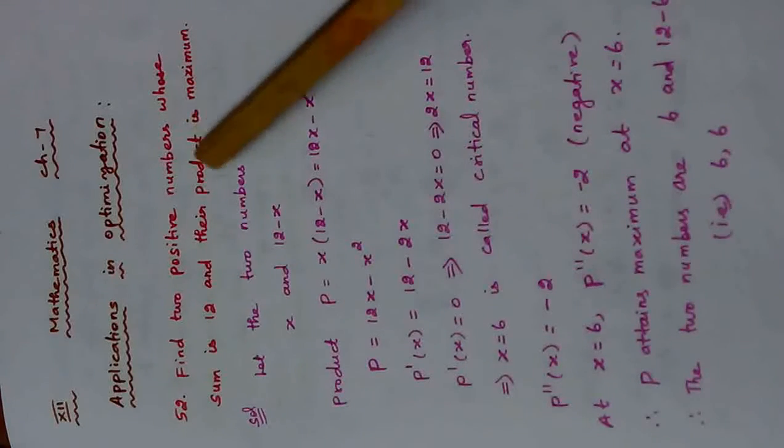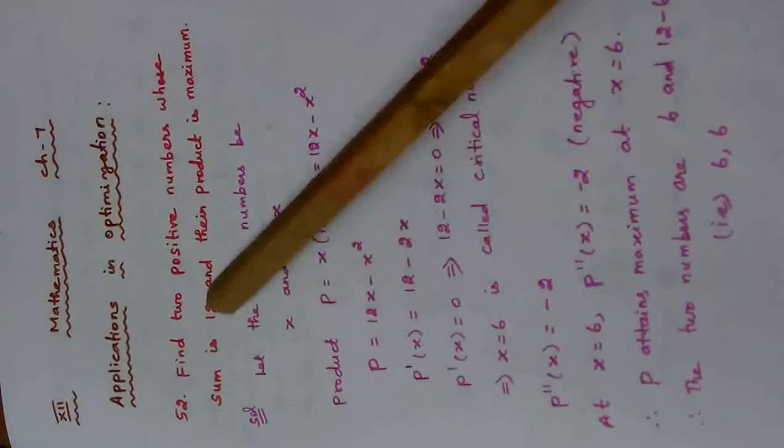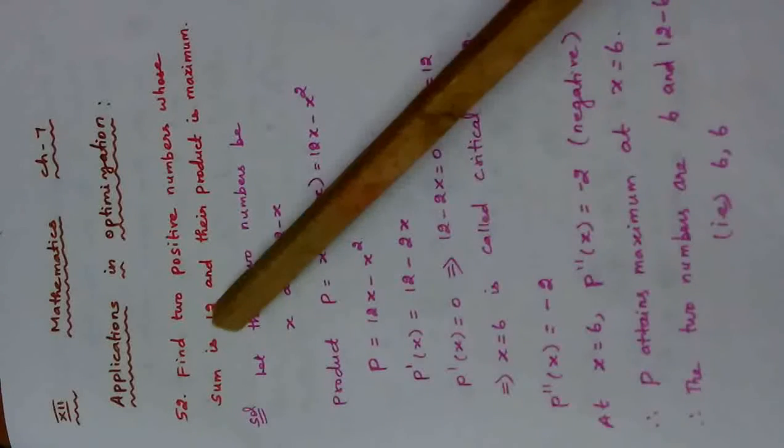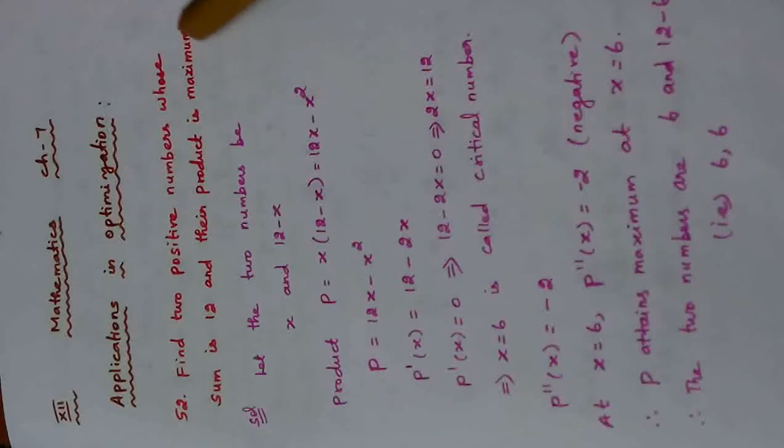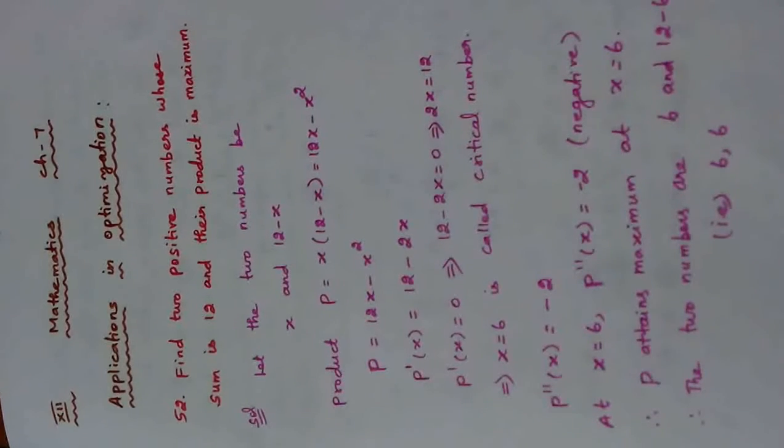What is the question? We need to find 2 numbers, and those numbers should be positive numbers. The conditions are given to us very clearly. If we add the 2 numbers, the answer should be 12. If we multiply those 2 numbers, the answer should be the maximum. This is the condition given to us.